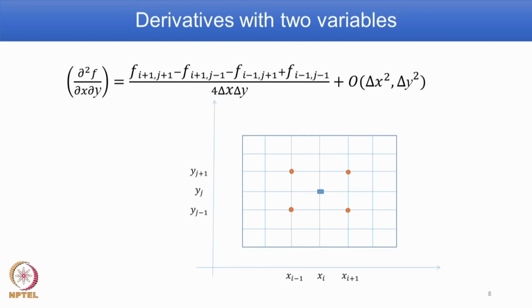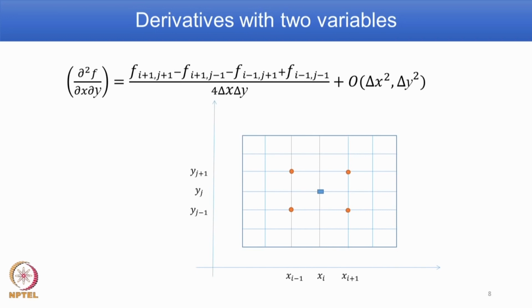Now, if we look at the stencil, what is shown here is a graphical representation. The blue color is the point of interest, the nodal location x of i and y of j, and it is influenced by neighboring nodes as shown here. For example, this node is at x i plus 1 and y j plus 1, this node x i plus 1 y j minus 1, and here it is x i minus 1 y j minus 1, and here it is y j plus 1 x i minus 1.